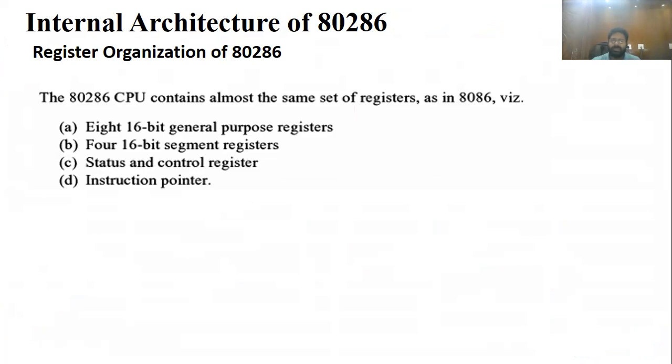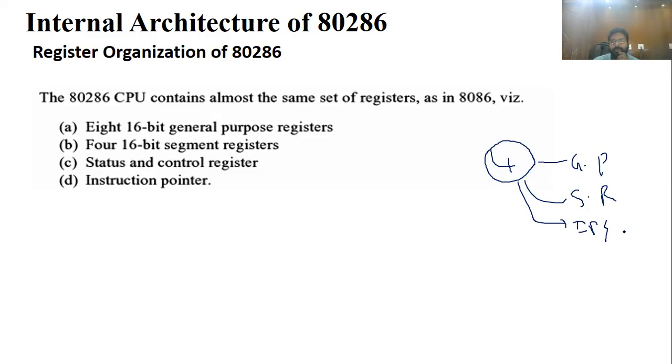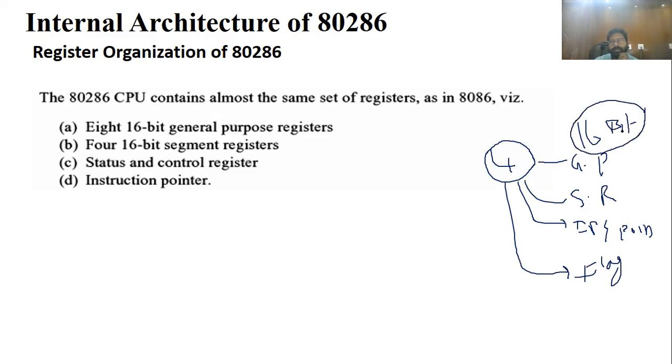You know that our 8086 microprocessor has four different types of registers. What are the registers? General purpose registers, segment registers. Then what is the third one? Index and pointer registers. Then what is the fourth one? Flags. These are all 16-bit registers.